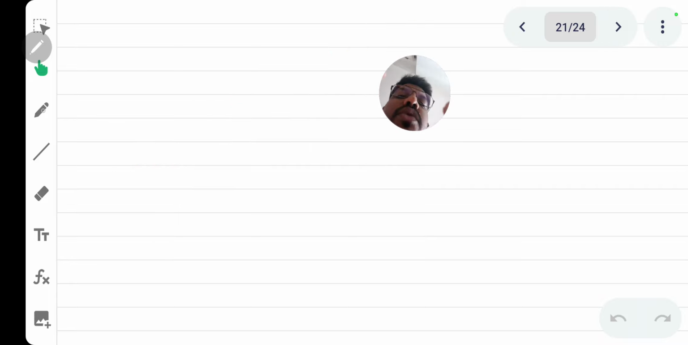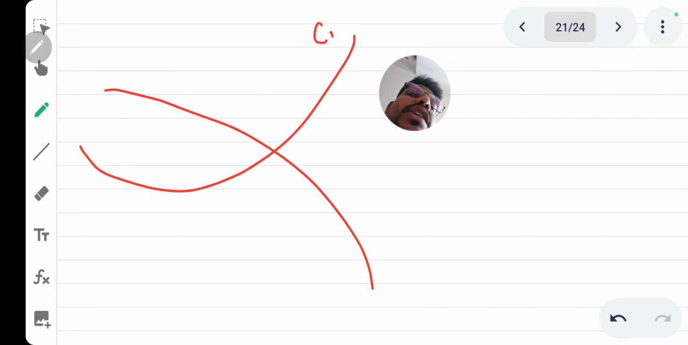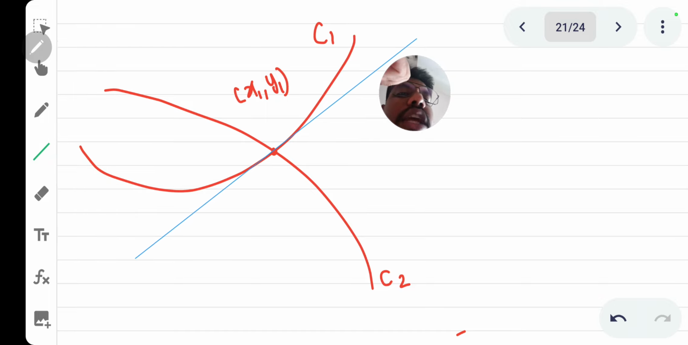Okay. Now if you have two curves which are intersecting each other, something like this, curve C1 and curve C2, and this is your particular point of intersection x1 y1. Then at the point of intersection you can draw two particular tangents. One tangent for the curve C1, which I might draw like this. Have a look at this tangent T1 at the point x1 y1 on the curve C1. Then I can draw one more tangent at the point x1 y1 on the curve C2, something like this. So this will be your tangent T2.